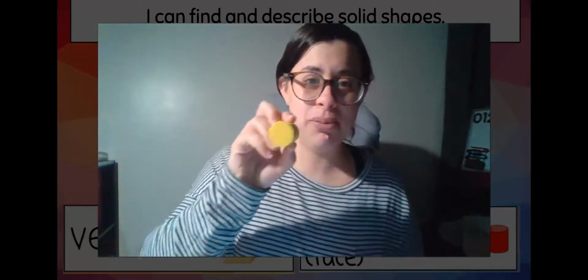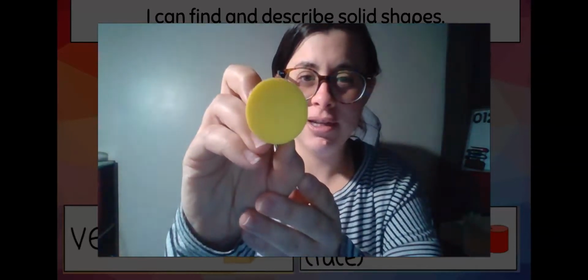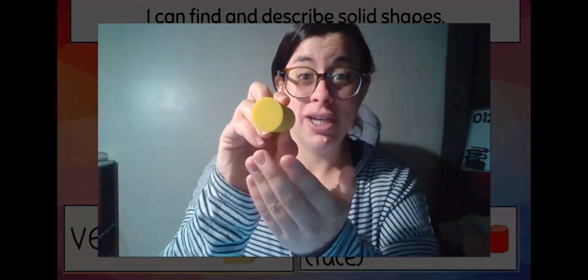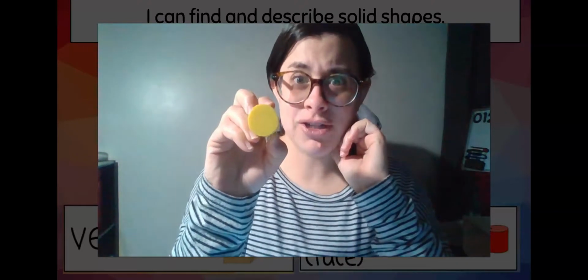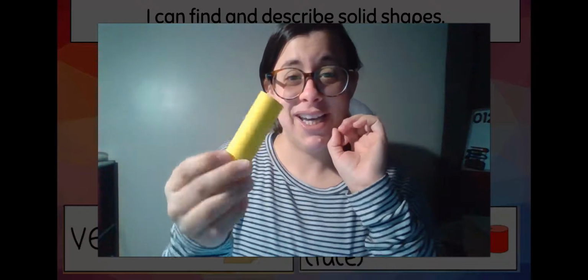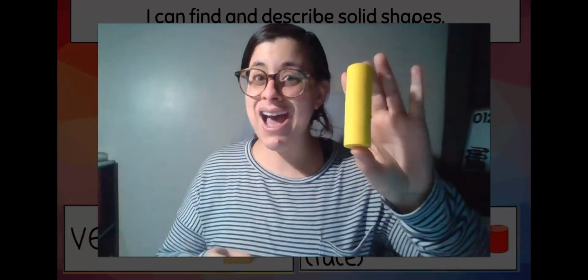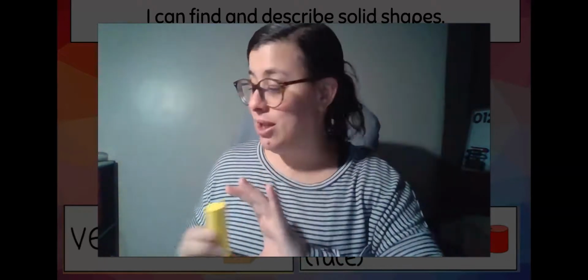Let's look at this shape. What shape do you see? You might have said a circle. If I swipe my hand across it, there's a circle right there as it's flat. However, if I turn it around and show you, it's not just a circle. We'll learn more about this solid shape in a little bit.